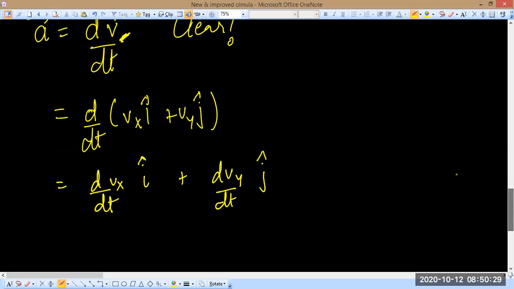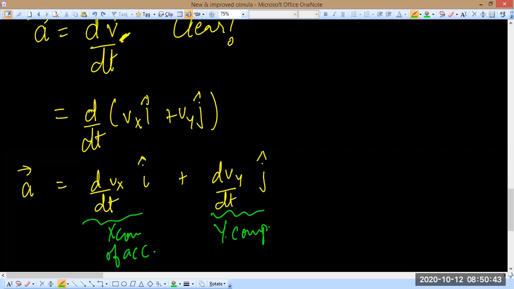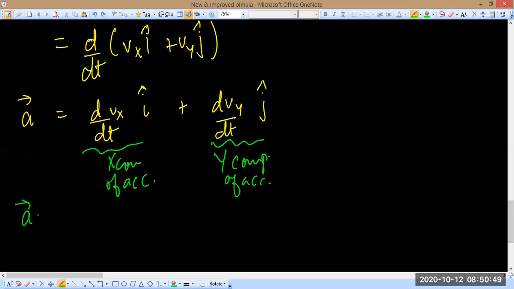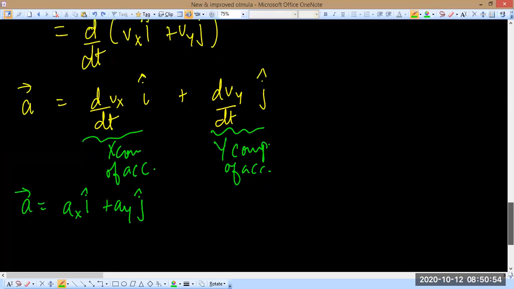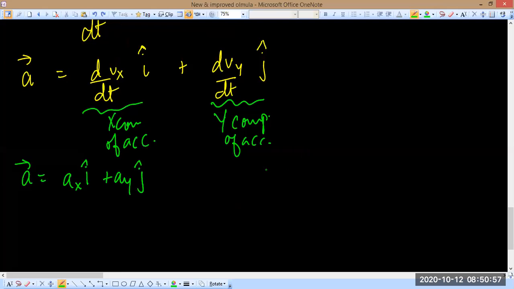And once again, the independence of the two axes holds. This is x component, right? This is x component of acceleration. And this is y component of acceleration, right? So if I want to compare, once again, this is going to be ax, ay, okay? ax for x component, ay for y component. So that's why we can write ax is equal to dvx by dt and ay equal to dvy by dt.